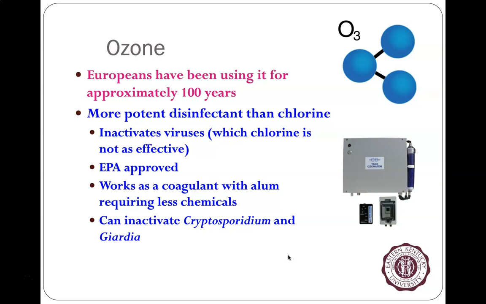All right, another chemical that can be used for disinfection is ozone. And ozone has been used for a long time, at least 100 years. But one problem with it is it doesn't stick around a long time. Good thing is it does a good job inactivating viruses, probably better than chlorine. It is an EPA-approved treatment. It also works with alum, or aluminum phosphate, aluminum polymers, and other compounds people might use at the beginning. And it also can inactivate cryptosporidium and giardia. So that's why Milwaukee likes it.